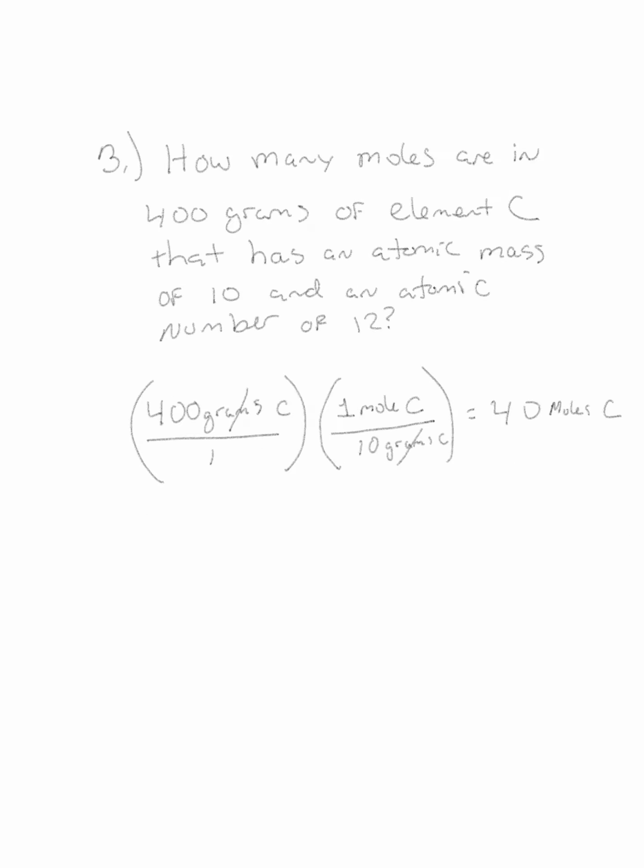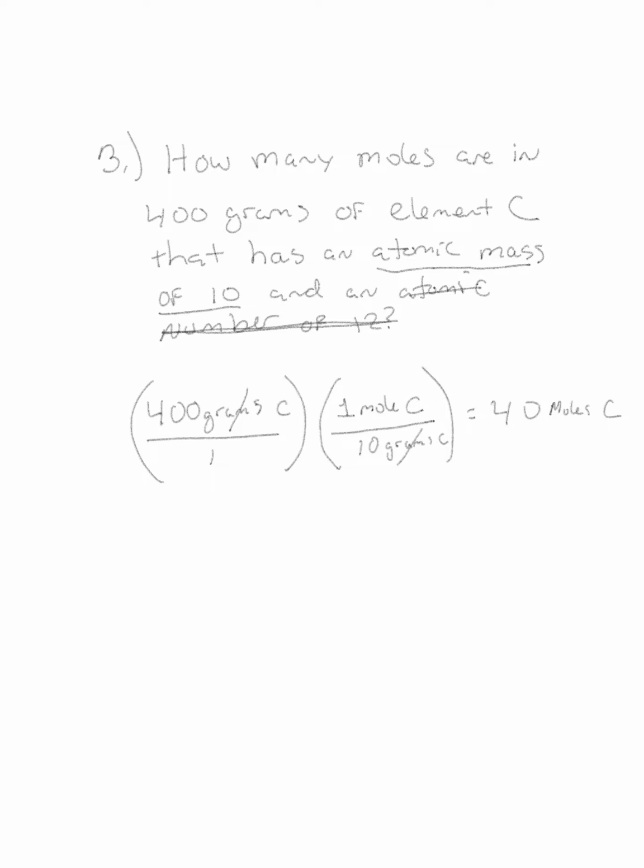Okay? Now, number 3, how many moles are in 400 grams of element C that has an atomic mass of 10 and an atomic number of 12? So again, in this case, I'm asking how many moles. The piece of information that I need is the atomic mass. The atomic number, I don't need this information. It's a good piece of information to have, but I don't need that to calculate how many moles I have of an element.